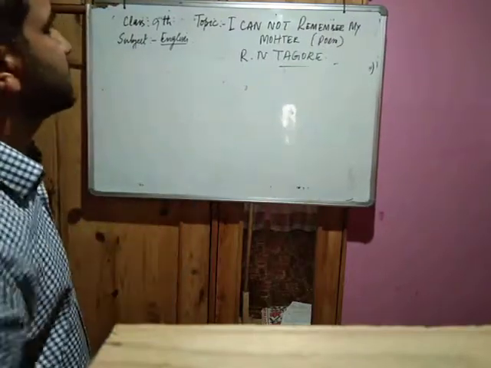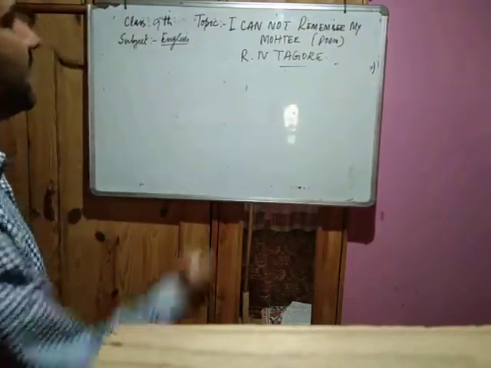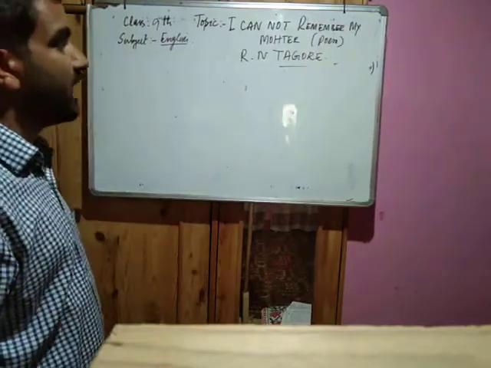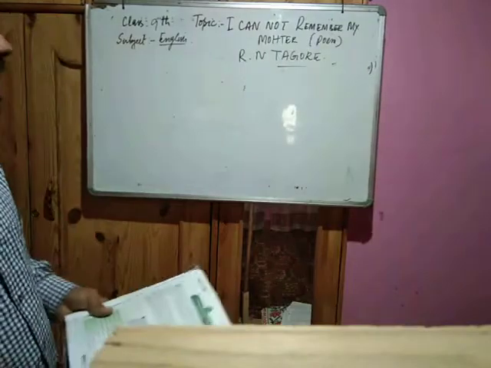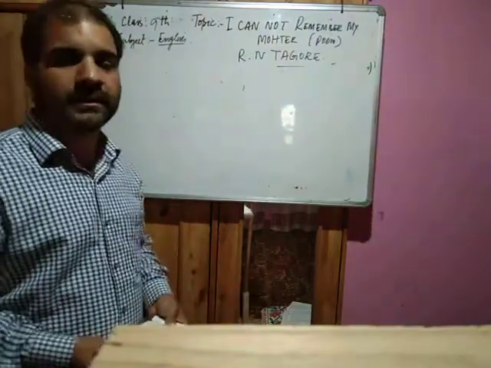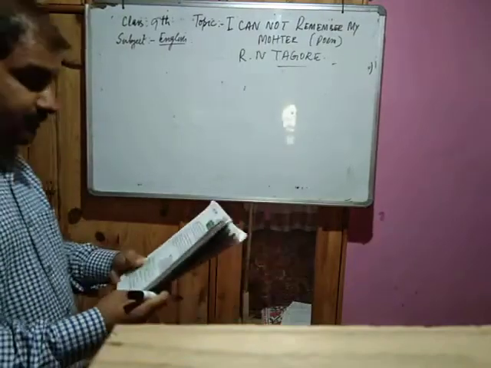We are going to discuss the poem for class 9, subject English. The name of the poem is I Cannot Remember My Mother. This poem is written by Rabindranath Tagore. First of all, we should know who was Rabindranath Tagore. You have earlier read his poem.